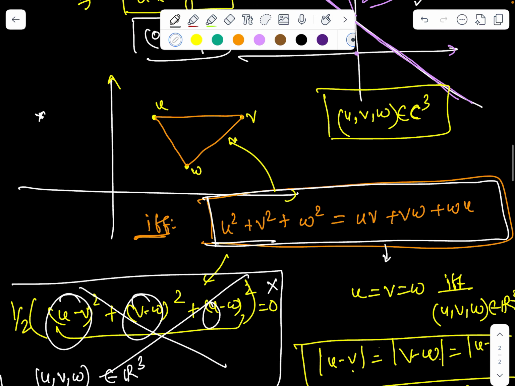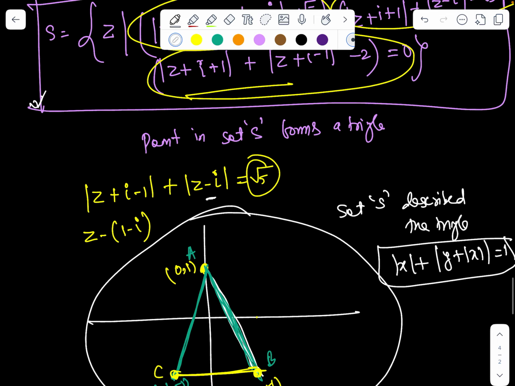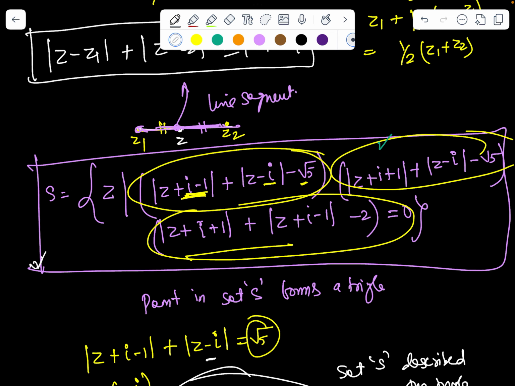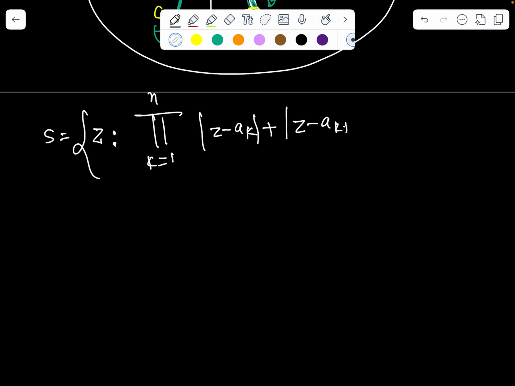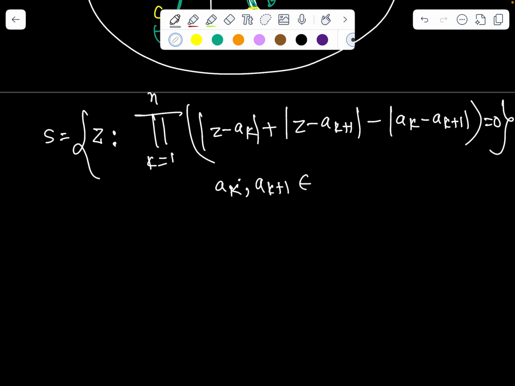Coordinated style. So in a coordinate free world and in a complex world, you can describe the same equation in this fashion. Now the triangle we can definitely generalize for a polygon as well. So let's say I give you the set of all z such that the product for k equals 1 to n of mod z minus ak plus mod z minus ak plus 1 minus mod ak minus ak plus 1 equals 0, where all these ak and ak plus 1 are, let's say, complex numbers.